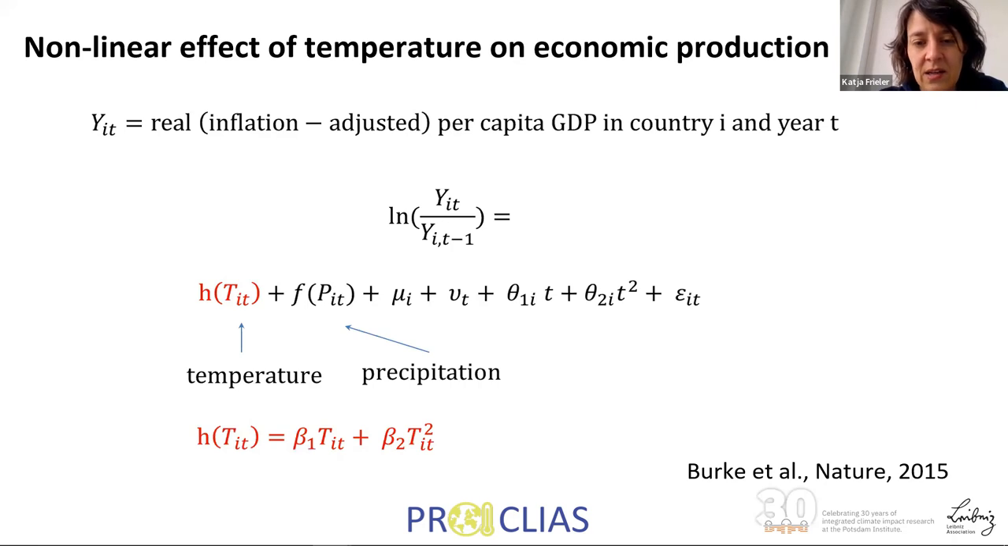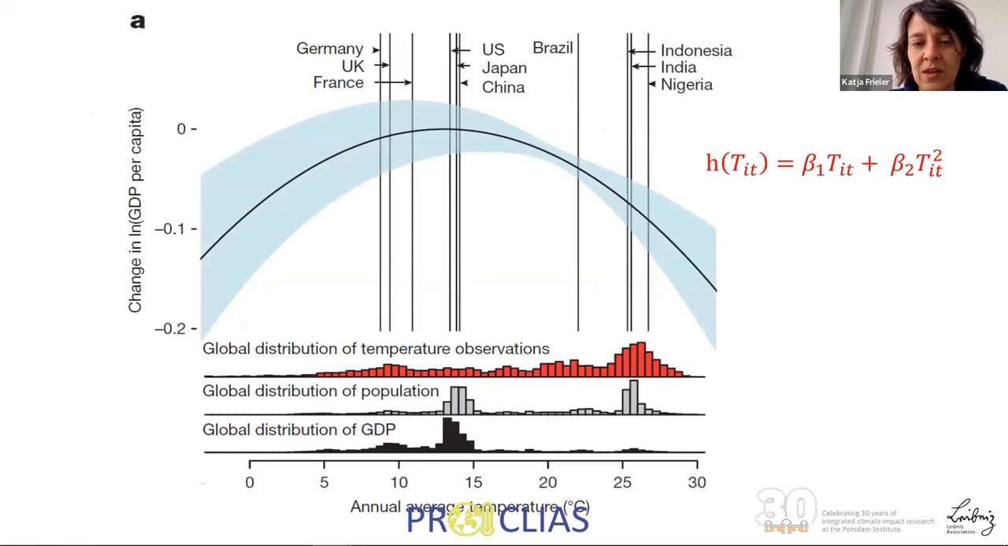And then they fitted an empirical model where the change in GDP from year to year is described in terms of the national temperatures, the national precipitation, and then fixed effects and temporal trends that are not related to climate indicators. They mainly focused on the estimation of these beta one and beta two, describing the temperature dependence of the GDP fluctuations. And this is what they found in the end.